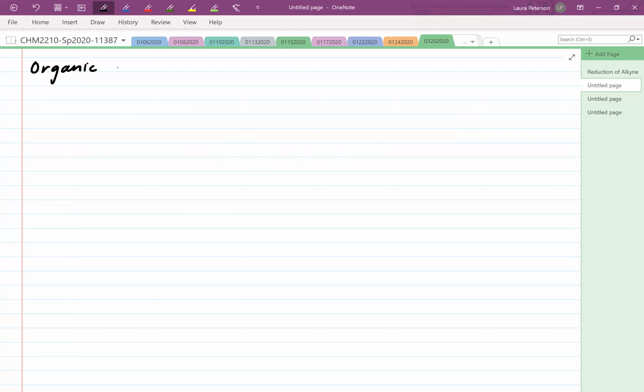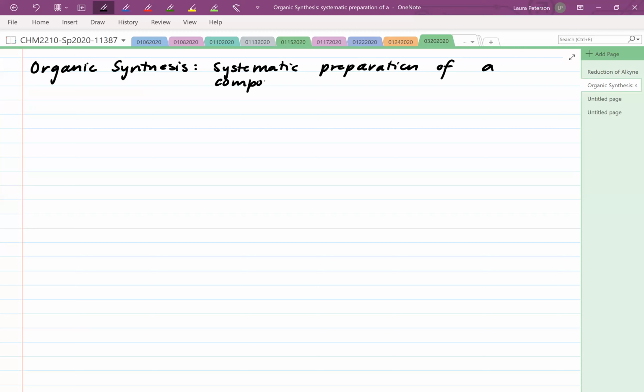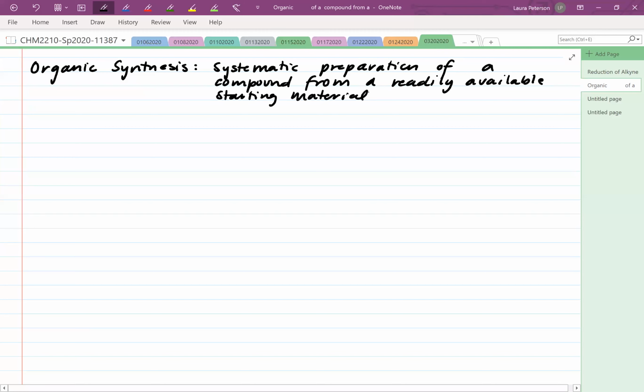Okay, so we're talking about organic synthesis, and organic synthesis we could describe as the systematic preparation of a compound from a readily available starting material by one or many steps.